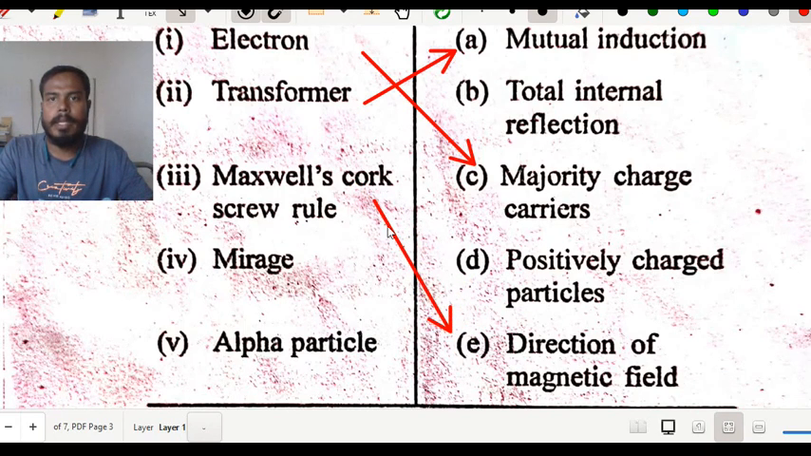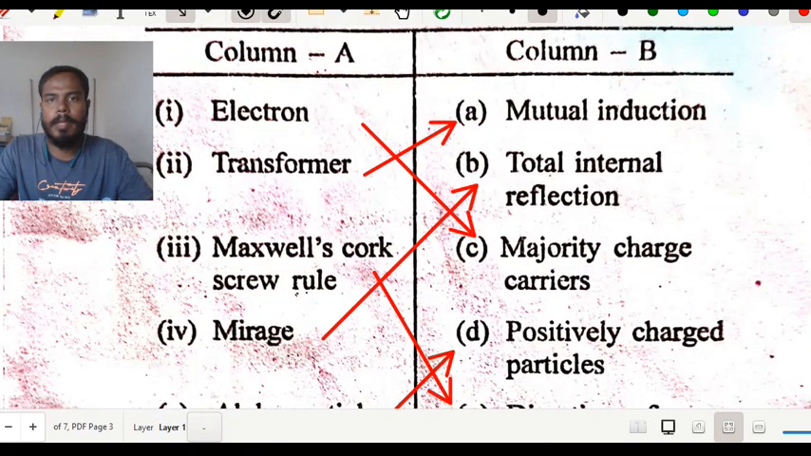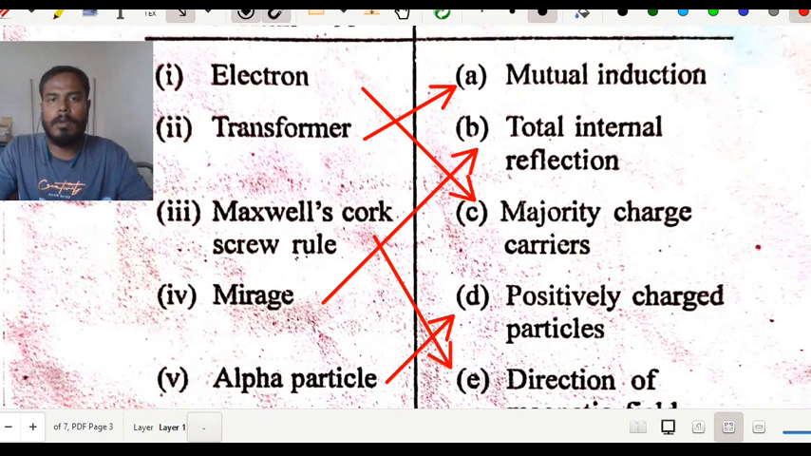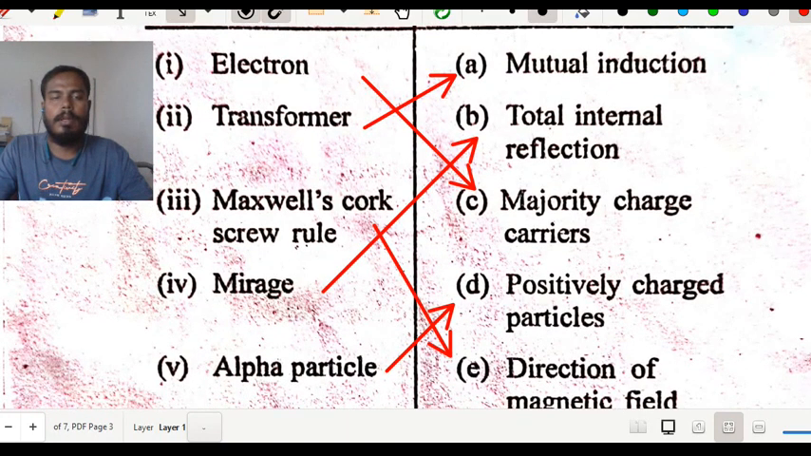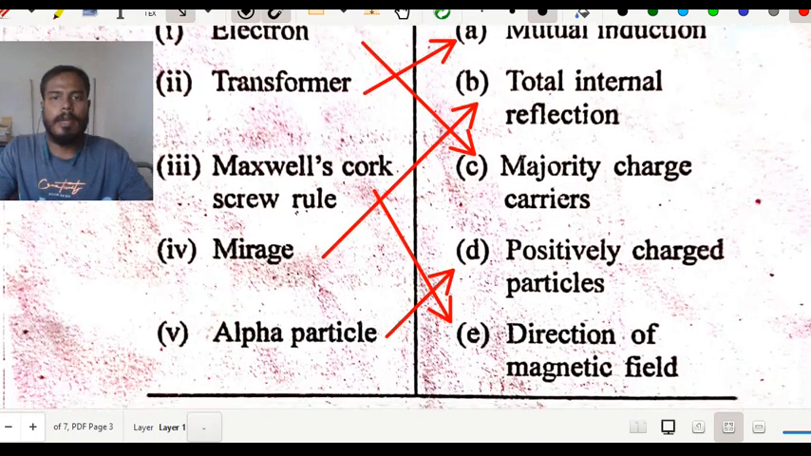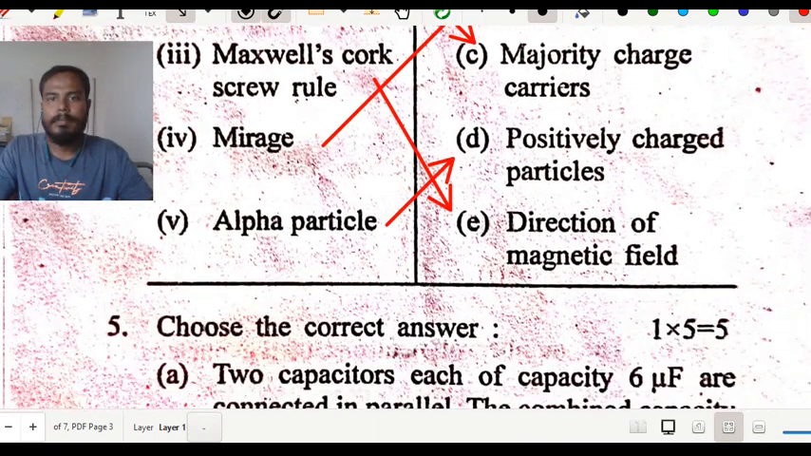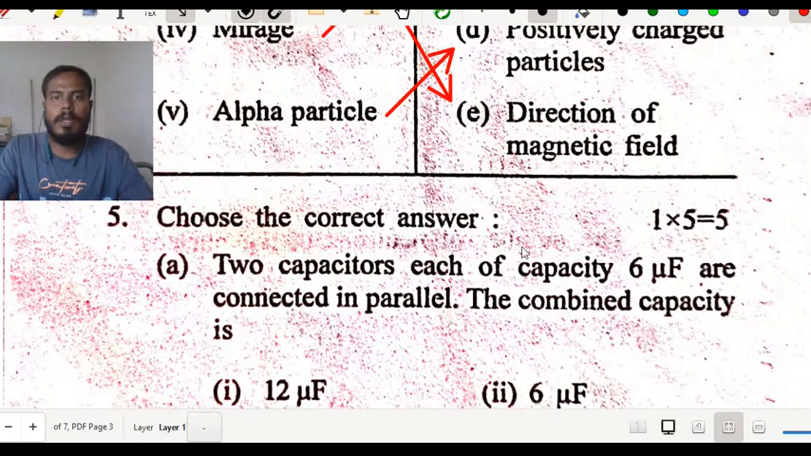Then mirrors, for the desert, which is for total internal reflection. Then the alpha particle, which is nothing but a positively charged particle. So this is done. You can see column A and column B, I have matched them all. Again, electron is the majority charge carrier, transformer is mutual induction, Maxwell's corkscrew rule is for the direction of the magnetic field, mirrors is for the phenomenon of total internal reflection, and alpha particle is a positively charged particle.